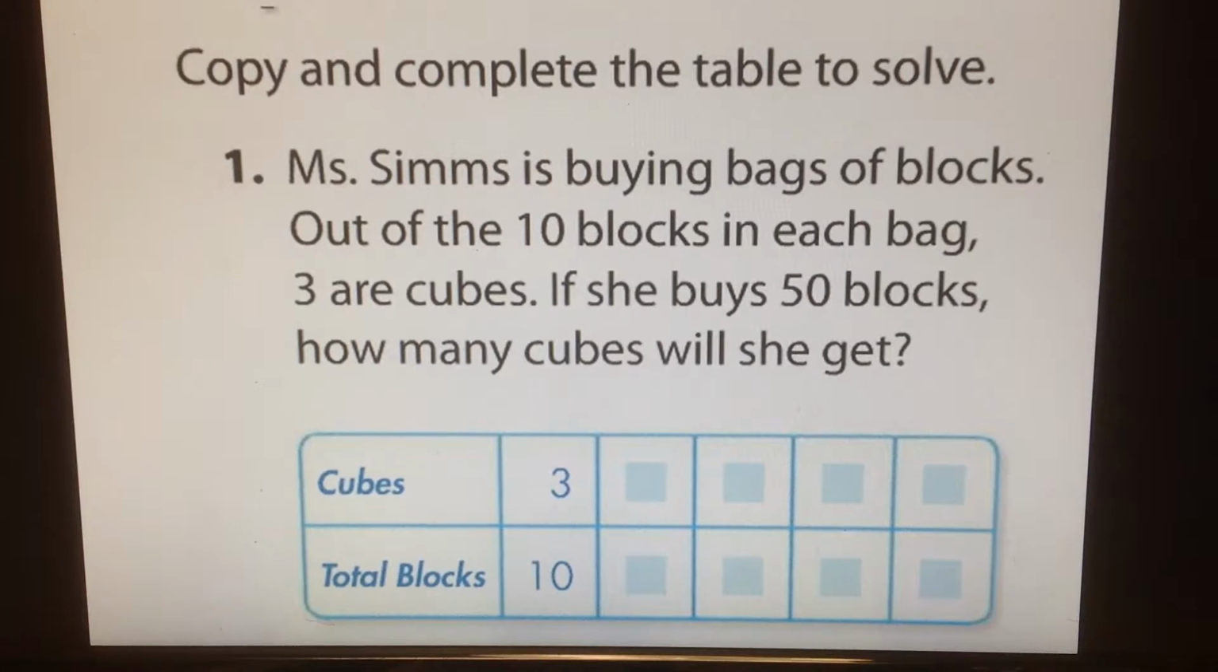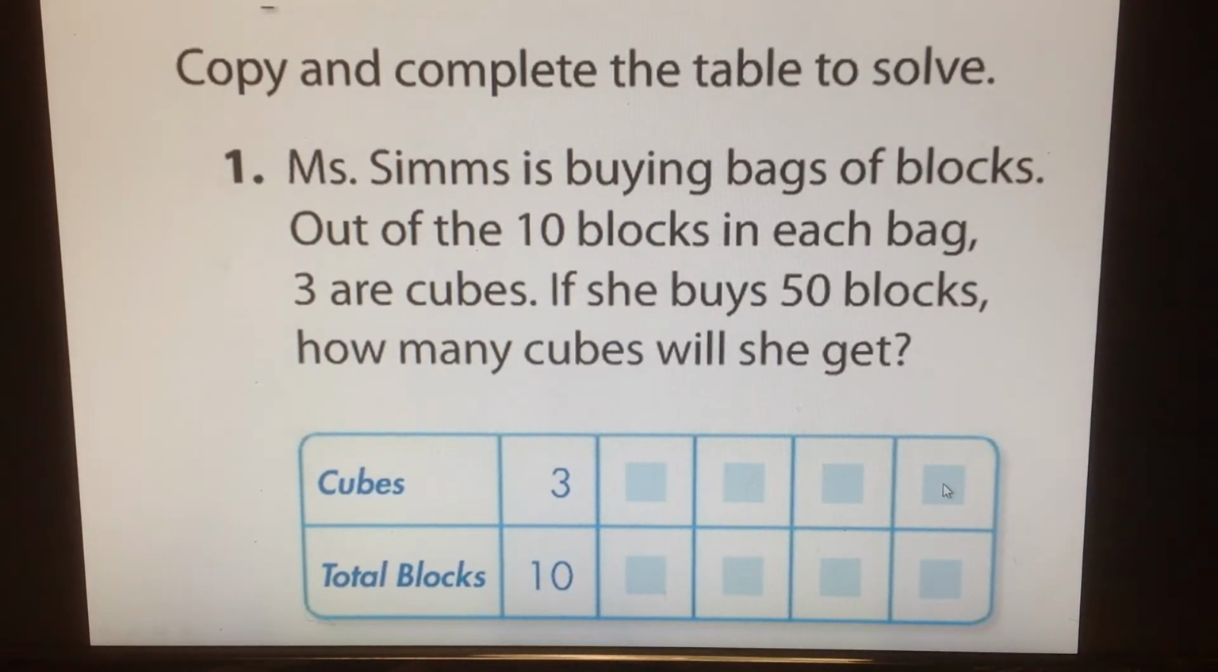The way we solved this problem is we looked at the important numbers, the 3, the 10, and the 50, and we looked to see where they went into the table down here. Cubes, 3: 3 are cubes in each bag. Total blocks, 10, because there are 10 blocks in each bag. Top row counting by 3s, bottom row counting by 10s, until we get to 50. 10, 20, 30, 40, 50, and then counting by 3s, and whatever our answer is in the box above the 50 is going to be our final answer.